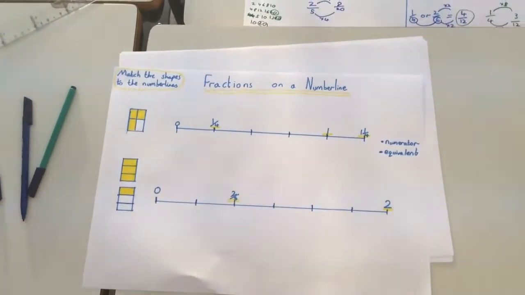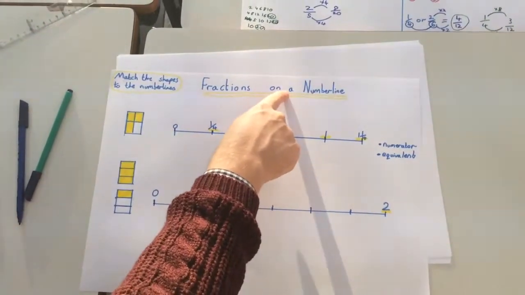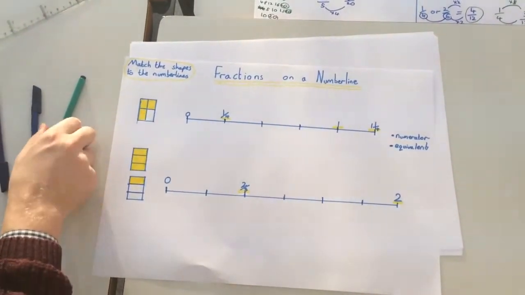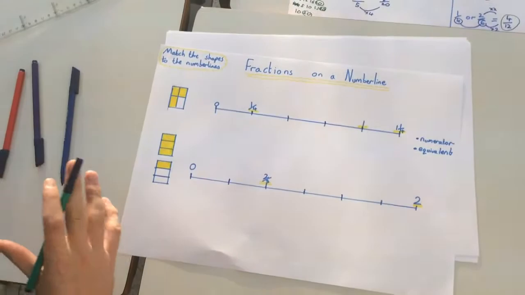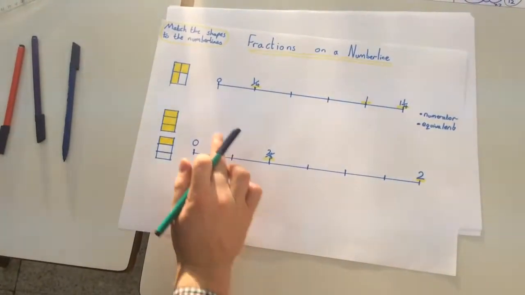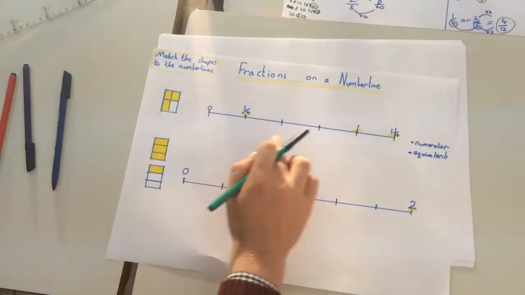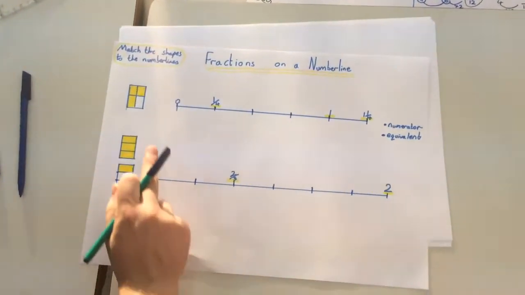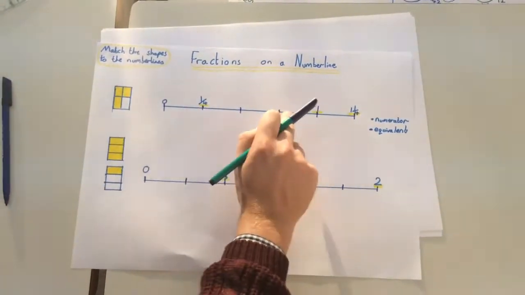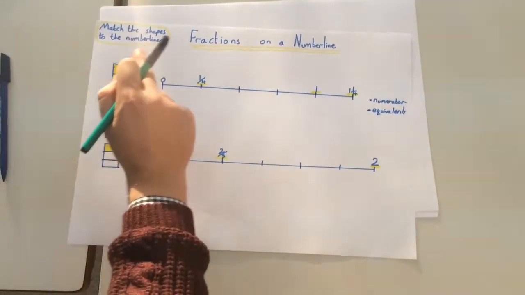The final thing we're going to look at is fractions on a number line. Now when we look at fractions, we're really used to seeing them like this. Sometimes though, often, they also get put on a number line. And you have to match them on a number line, because these can be equivalent to this. Remember, the same value, different appearance.